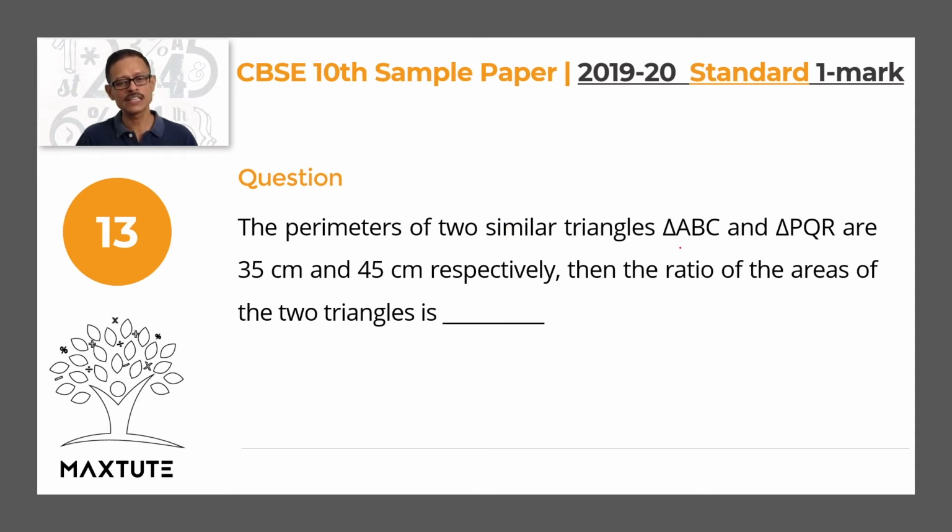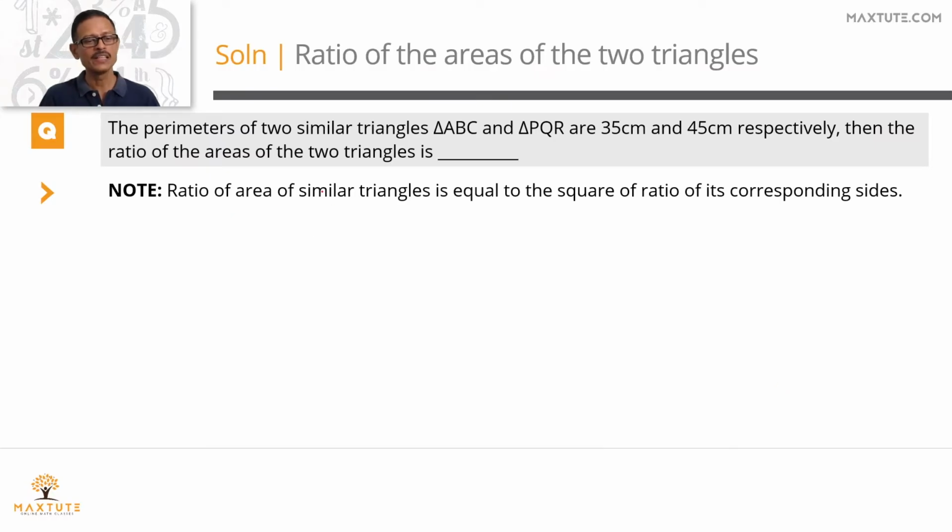The perimeters of two similar triangles ABC and PQR are 35 and 45. What is given is the perimeters. What we need to find out is the ratio of the areas of these two triangles. Right. Here's the concept. Ratio of the area of similar triangles is equal to the square of the ratio of its corresponding sides. So corresponding sides here will be AB and PQ, BC and QR, CA and RP.